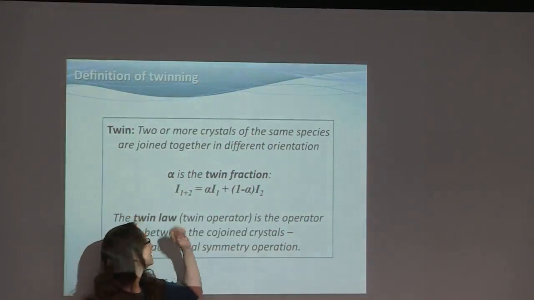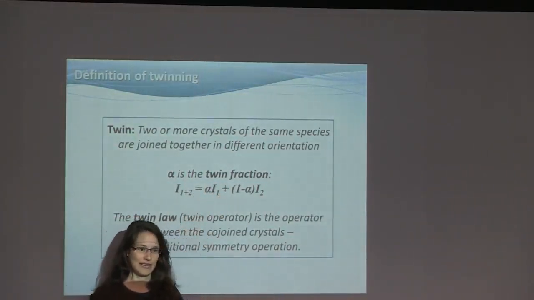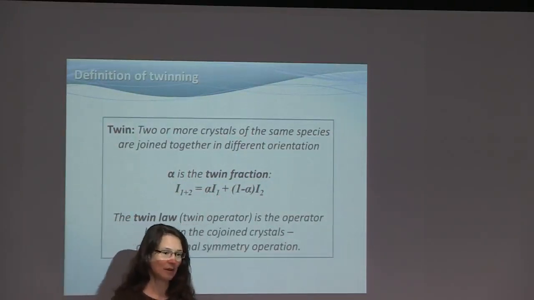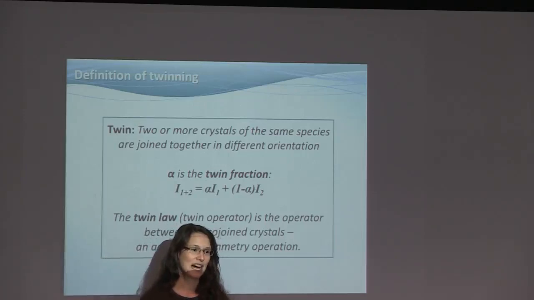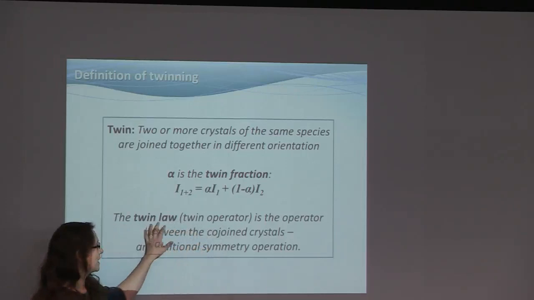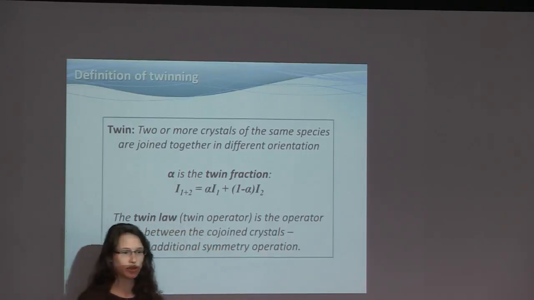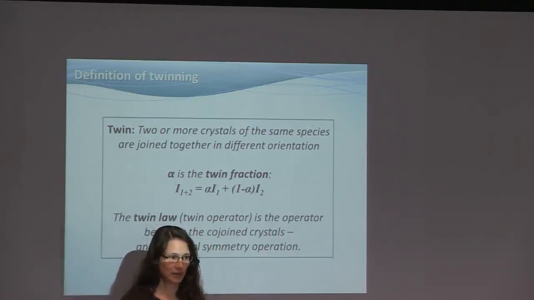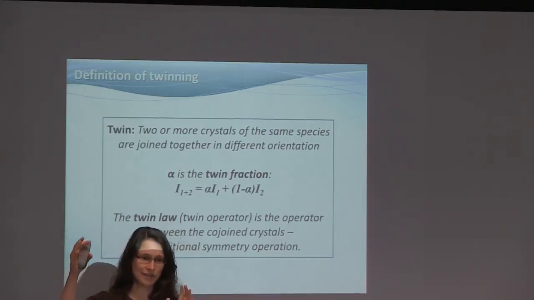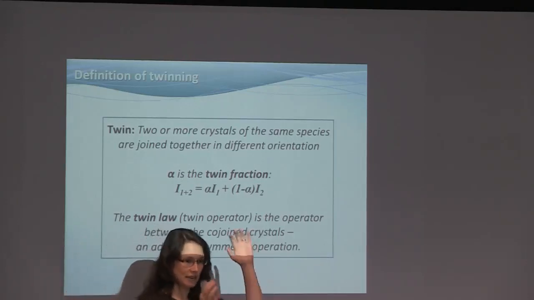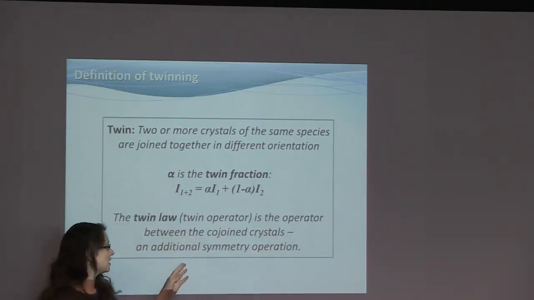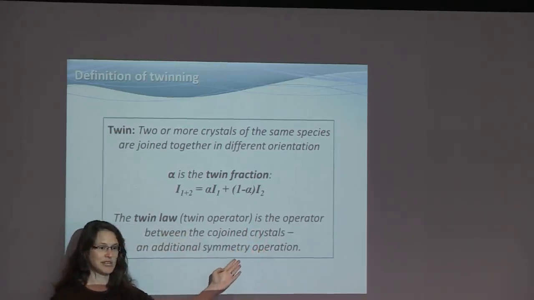Now, when you have a twin, there is the twin fraction. That's, if you've got the fraction, how much of a reflection will be made up of one domain and how much will be made up of the other. Basically, how much volume does one domain have as opposed to the other. And the twin law is the operator between the two conjoined crystals, right? It's the operation that transfers the orientation of one domain into the other. It's also called twin operator or twin law, and it's an additional symmetry operation in reciprocal space.